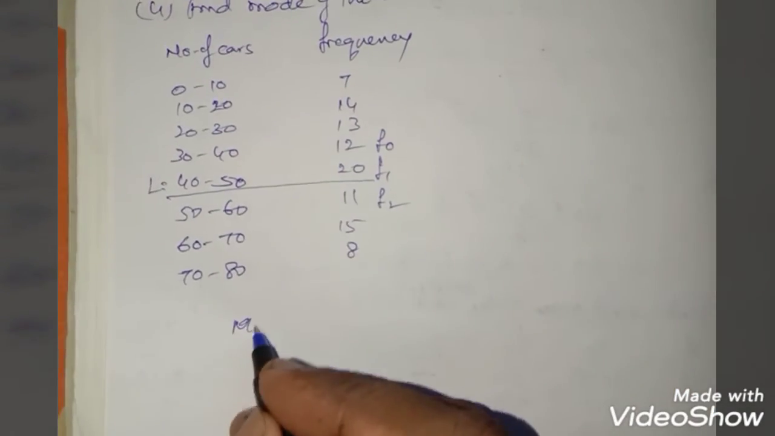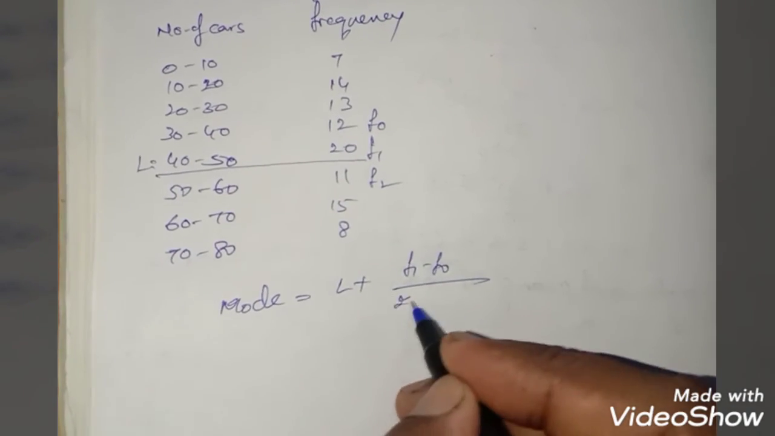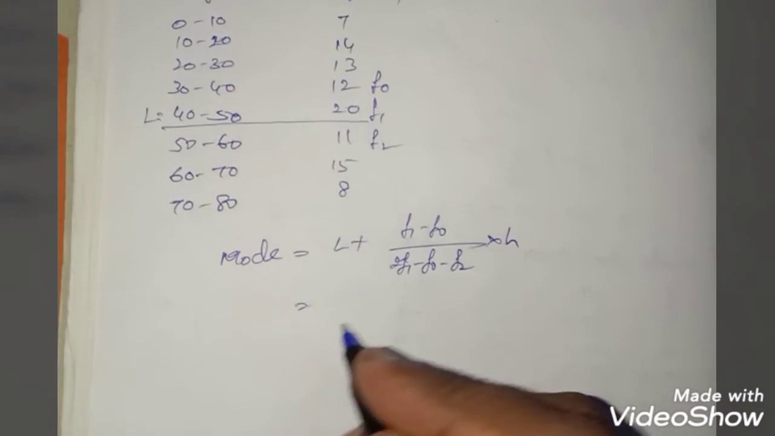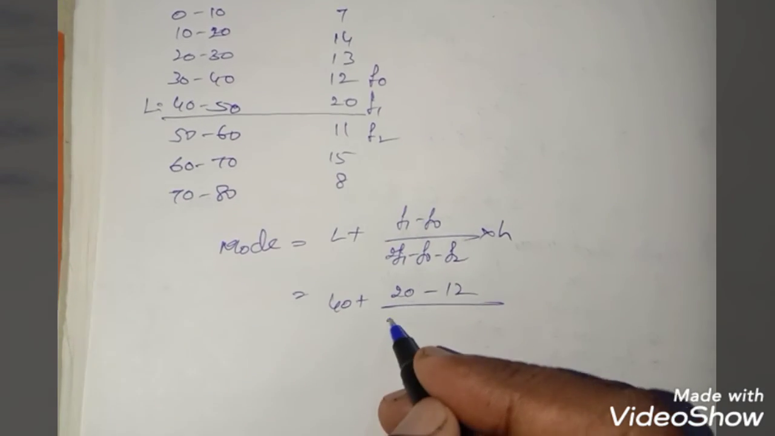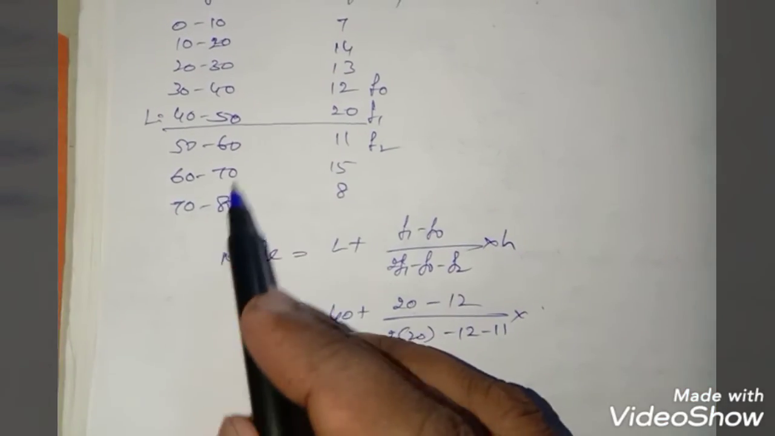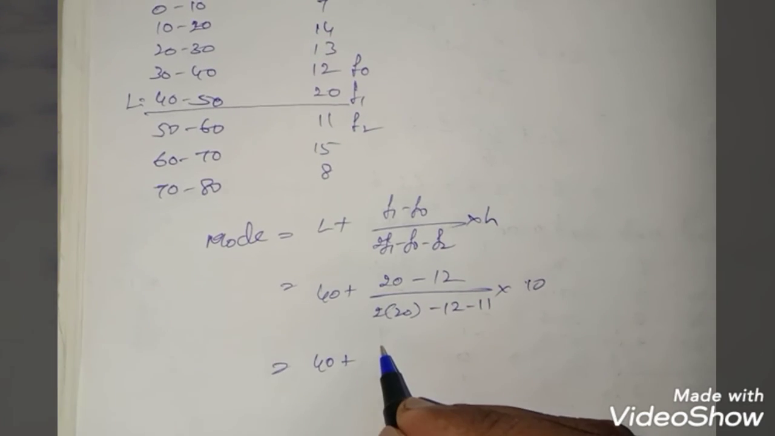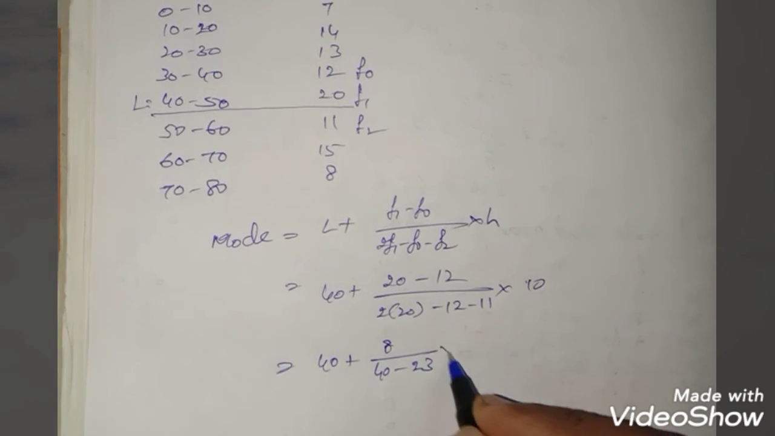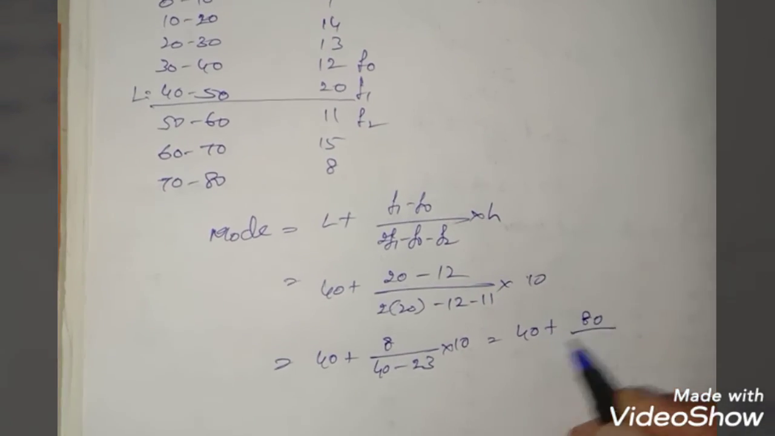Now substitute in your formula, that is mode is equal to L plus F1 minus F0 by 2 F1 minus F0 minus F2 into H, right? Now if I substitute, L is nothing but 40 plus F1 is 20 minus 12 divided by 2 into 20 minus 12 minus 11 into H, which is nothing but the difference between the class interval, 10. Now here you will get 40 plus 20 minus 12 is 8, here 40 minus, if I add these two you will get 23 into 10, so you will get 40 plus 8 into 10 is 80 divided by 40 minus 23.